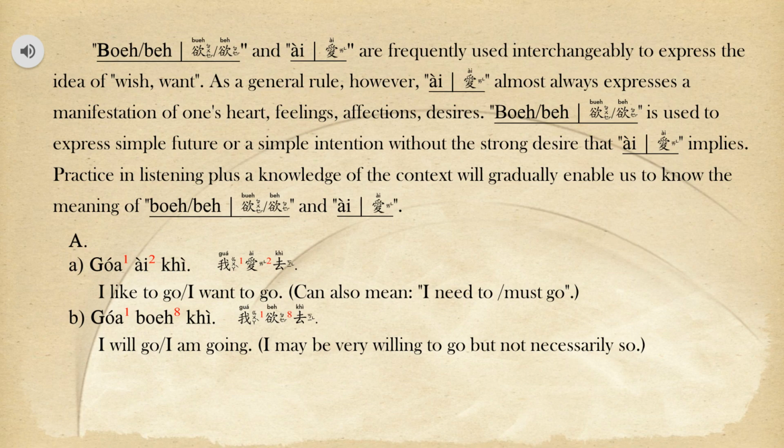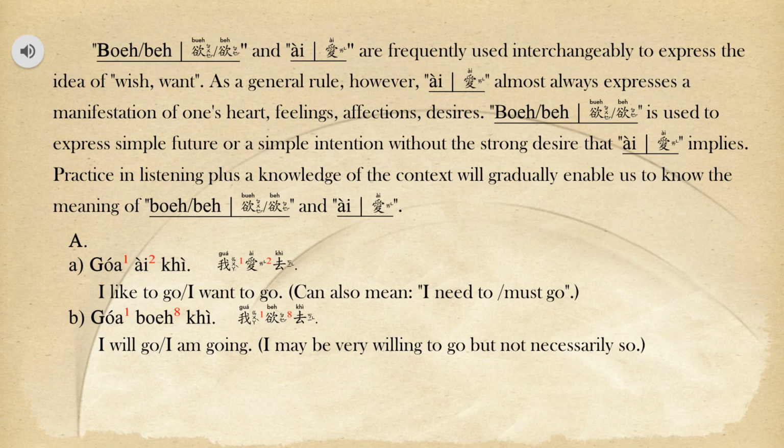要 and 愛 are frequently used interchangeably to express the idea of wish, want. As a general rule, however, 愛 almost always expresses a manifestation of one's heart, feelings, affections, desires. 要 is used to express simple future or a simple intention without the strong desire that 愛 implies. Practice in listening plus a knowledge of the context will gradually enable us to know the meaning of 要 and 愛.